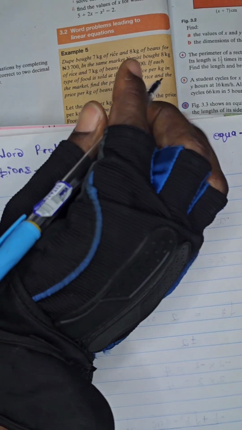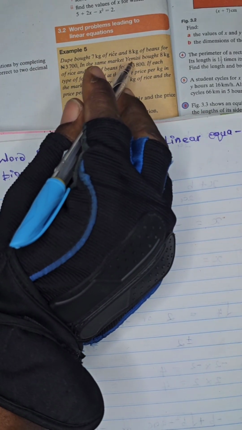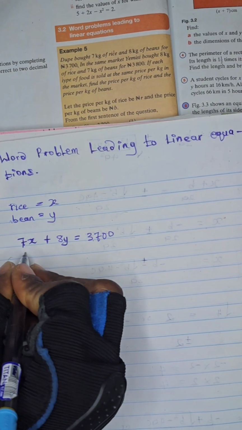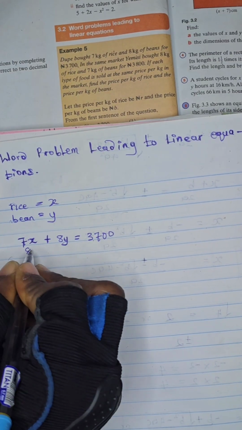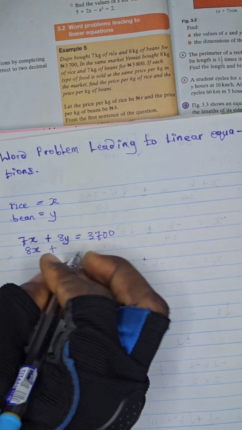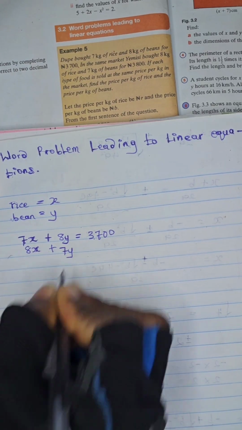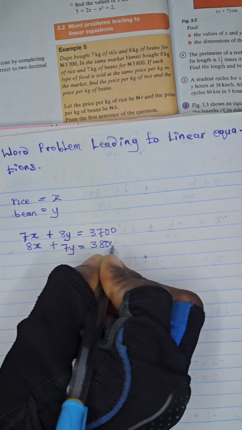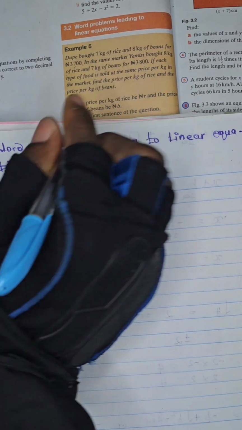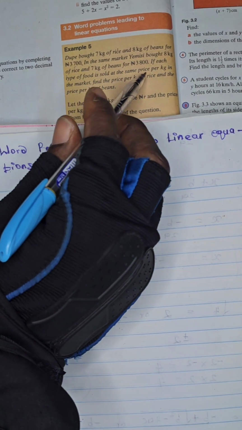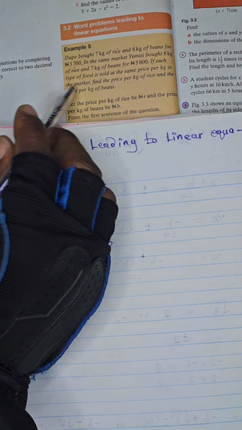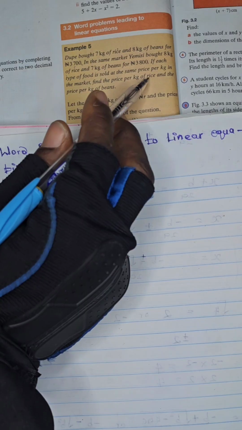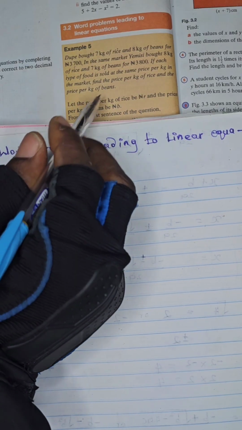In the same market, Yemisi bought 8 kg of rice and 7 kg of beans for 3,800 naira. That is 8x plus 7y for 3,800 naira. If each type of food is sold at the same rate per kg in the market, find the price per kg of rice and per kg of beans.